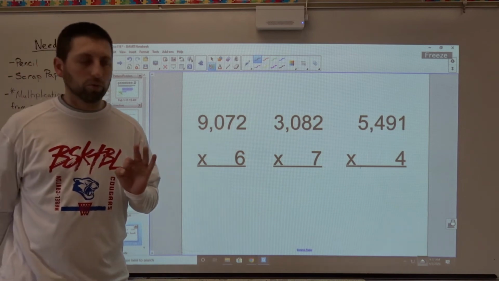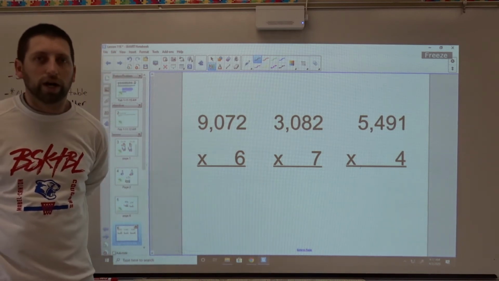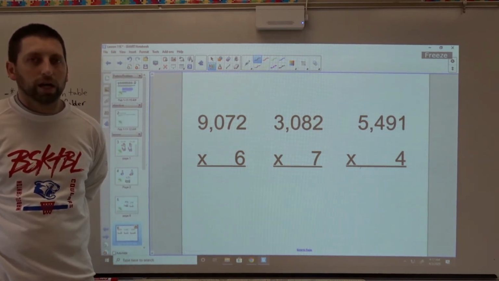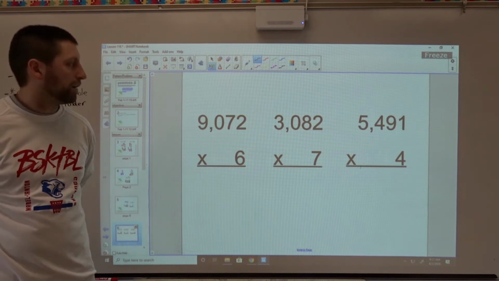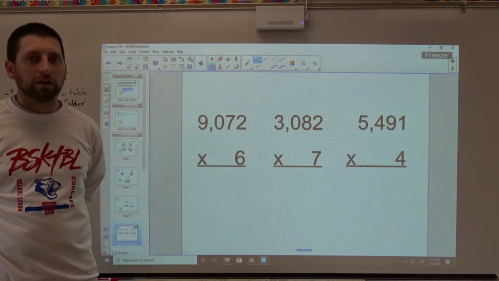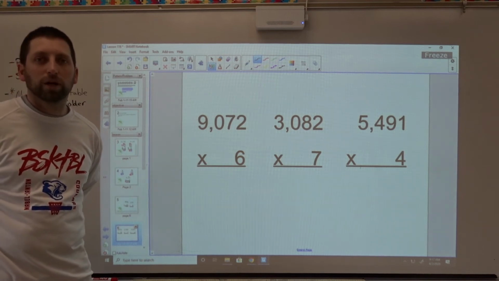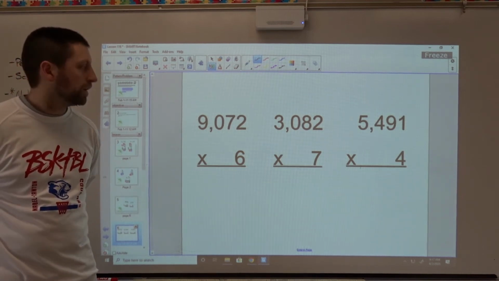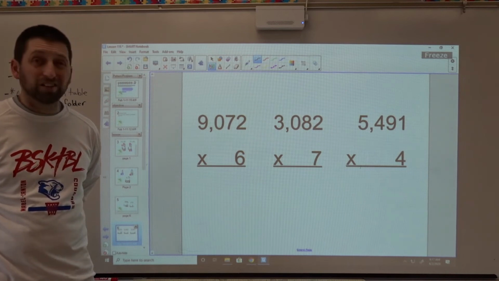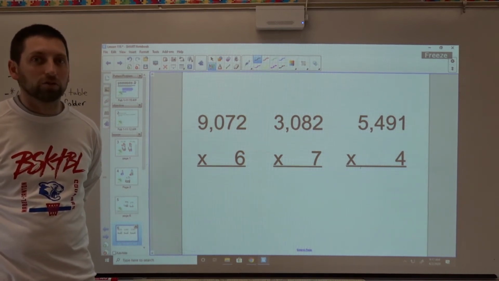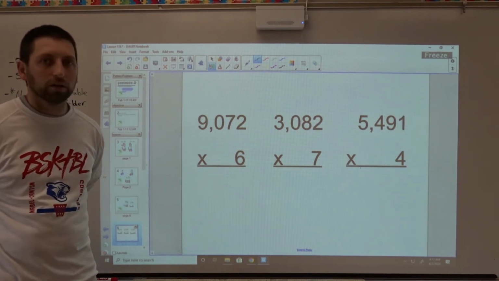Alright, I've got 3 more examples here for you to try. Go ahead again and push pause right now. Copy these down on your scrap paper, and then when you get back after you've tried these, go ahead and push play, and I will go through each one of these. Each one of these 3 problems is probably a little bit more challenging than the last one, so it should be a little bit harder. Okay, good luck.